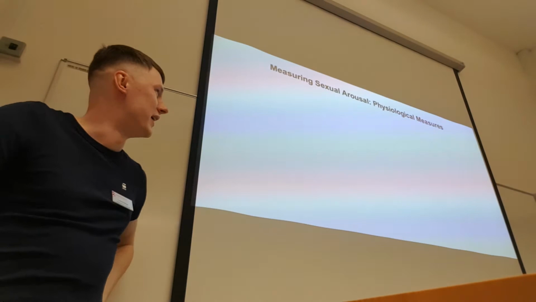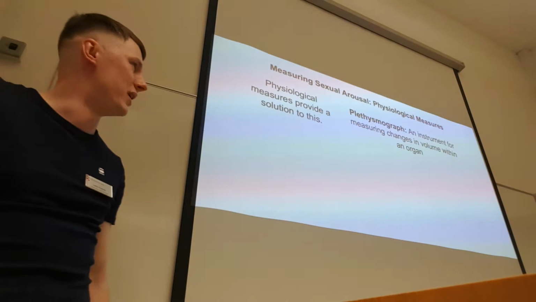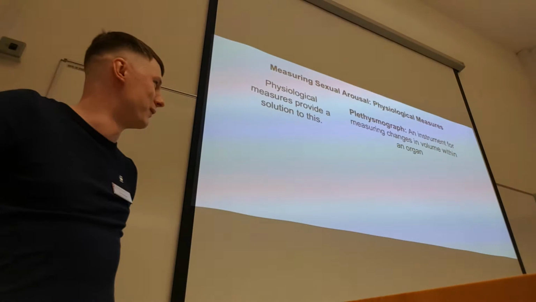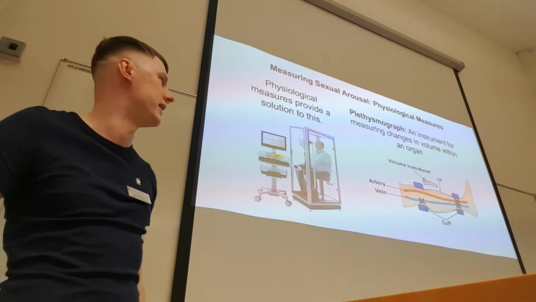But unfortunately, it's not quite as simple as that because of the biases that are present in self-report variables. So what we tend to do instead is we use physiological measures. In our case, we use plethysmographs, which are literally just devices that measure the changes in volume within an organ. This is a lung plethysmograph, so this guy is sealed in a chamber with a certain amount of air, and he breathes in and we can tell how much his lungs can carry by the change in air pressure.